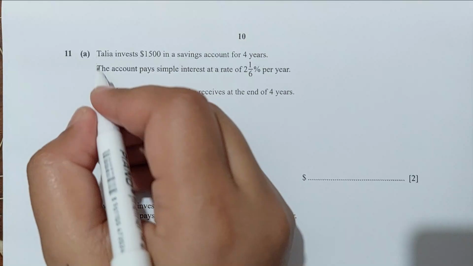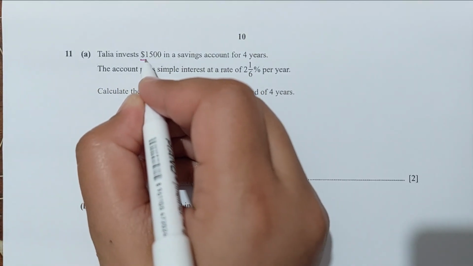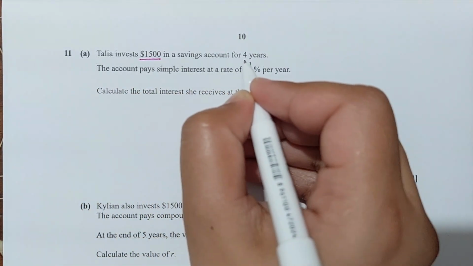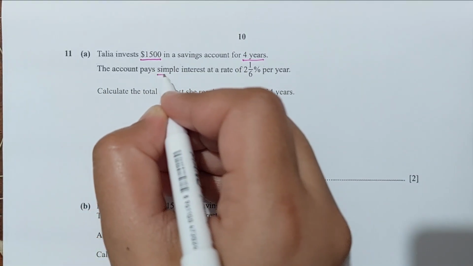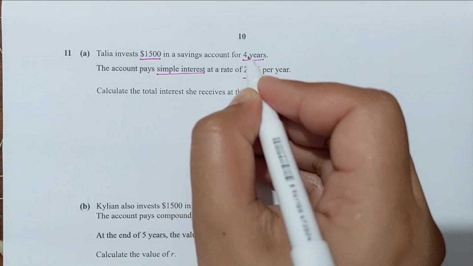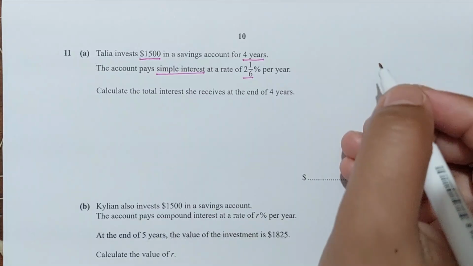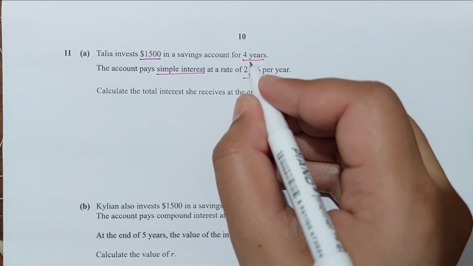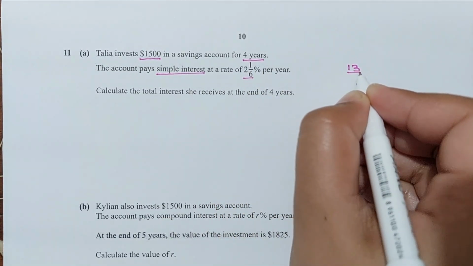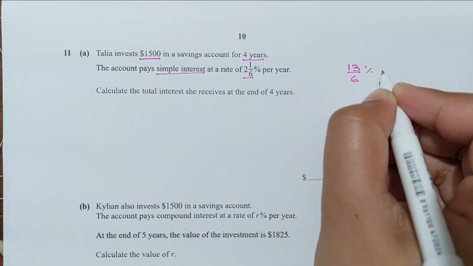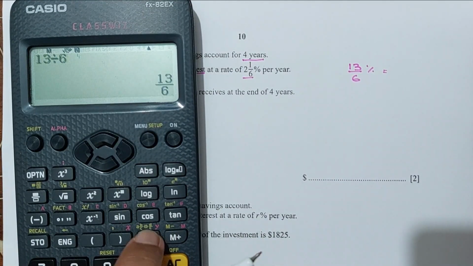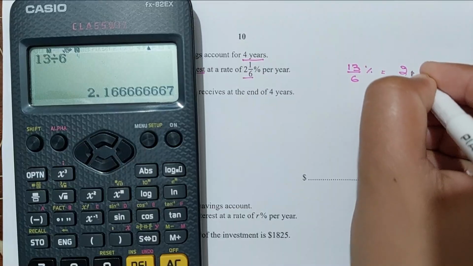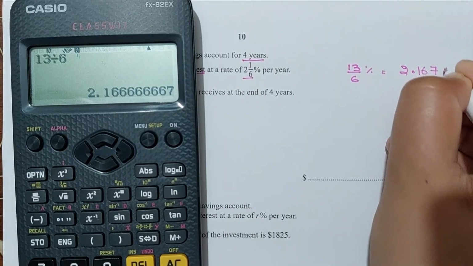Question number 11, part A. Talia invests $1,500 in a savings account for 4 years. The account pays simple interest at a rate of 2 1/6% per year. So 6 times 2 is 12 plus 1 is 13. 13 over 6%. What is 13 over 6? 2.167%.